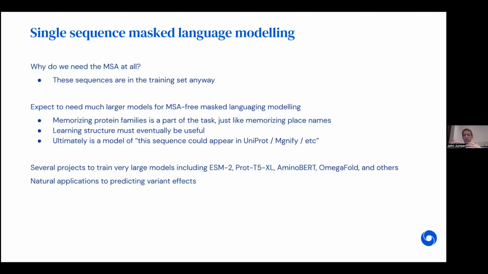Now, doing this, and this is not exactly the historical version or historical timeline, but you can just say, okay, well, that makes sense, right? We understand covariation. That's a good thing. But why did we need the MSA?